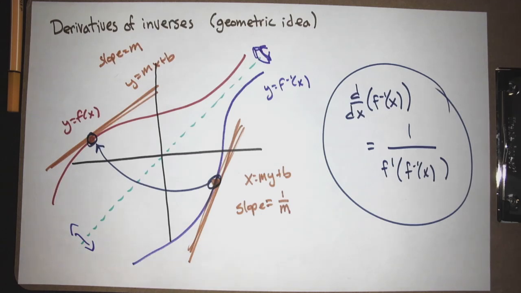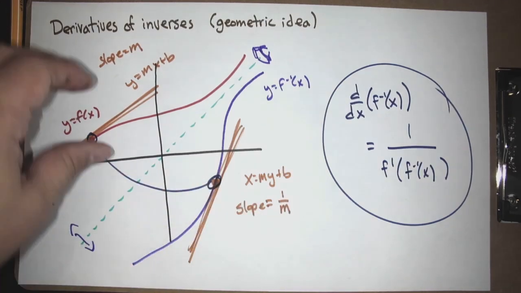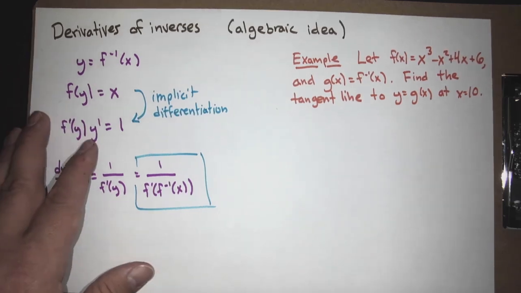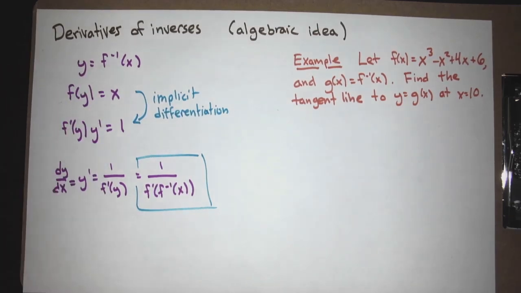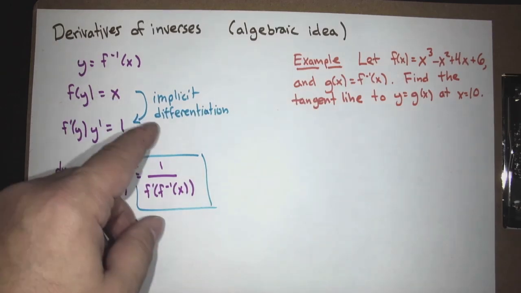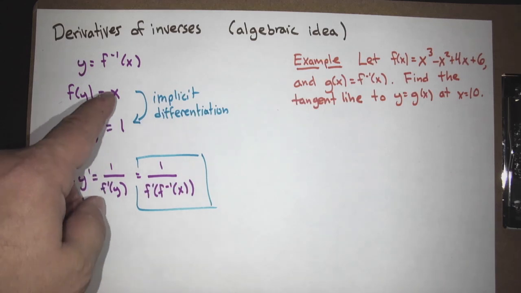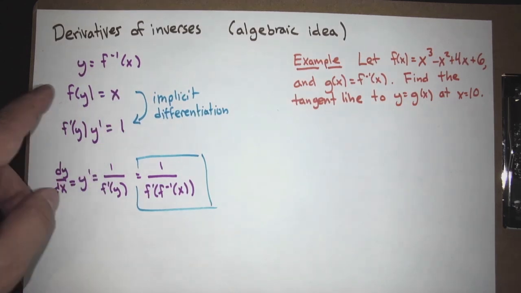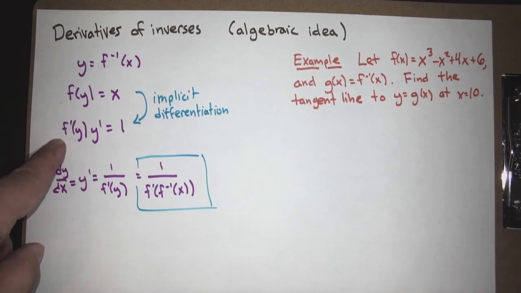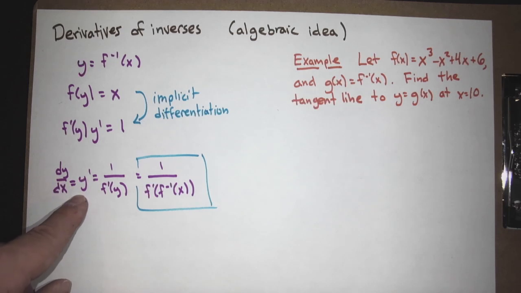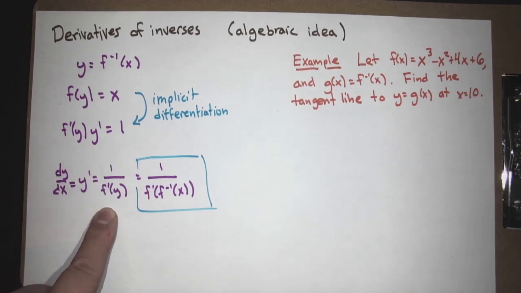There's a second argument. So if you don't like this one, you say, I don't like pictures, Steve. Here's one that's more sort of algebraic. Suppose you start and say, look, I know that y equals f inverse of x. That's the same as saying that f of y equals x. Now pull out the tool from last time, which is implicit differentiation. So take the derivative of both sides. Derivative of x is 1. Derivative of f of y is f prime of y times y prime. And so the derivative, which is another name for y prime, is 1 over f prime of y.